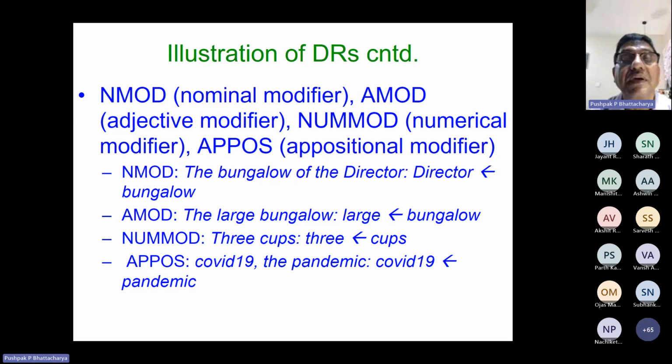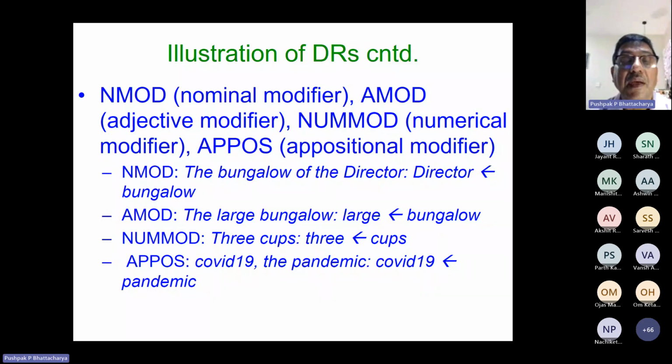NMOD: the bungalow of the director. Here, director and bungalow are linked with the NMOD relation, nominal modifier. Director is a noun. Bungalow is also a noun. Here director is modifying the bungalow. Not any or every bungalow. It is the director's bungalow. AMOD is the adjective modifier: the large bungalow. So we have an arrow from bungalow to large, head to modifier. So large here is the adjective modifier. NumMod is a numerical modifier: 3 cups.